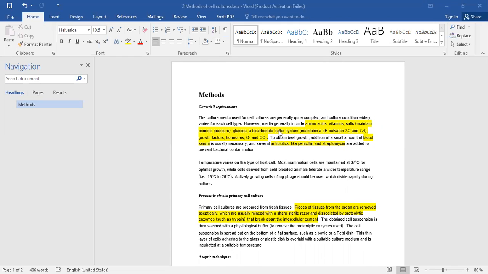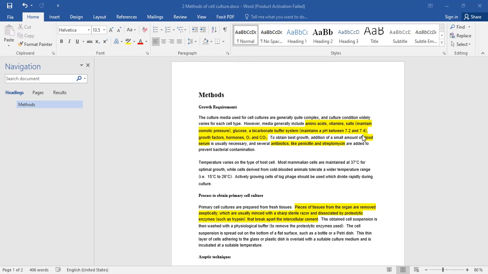Similarly, another requirement is pH. As we know, we humans survive at a neutral pH. We do not need an alkaline or basic pH. So for animal cell culture, the pH must be maintained near neutrality. It may be between 7.2 and 7.4.